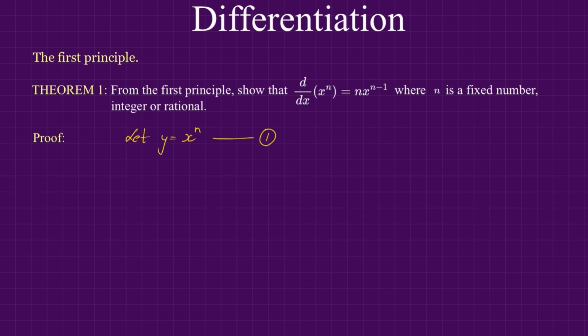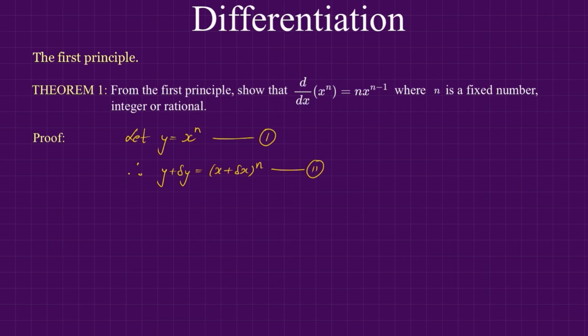Now let us assume that there is an increment of delta x along the x-axis and delta y along the y-axis. Therefore y plus delta y will equal x plus delta x whole to the power n, and let this be equation 2. Whenever there is an increment of delta x, there is an increment of delta y. So in place of y I have written y plus delta y, and here it will be x plus delta x in place of x.